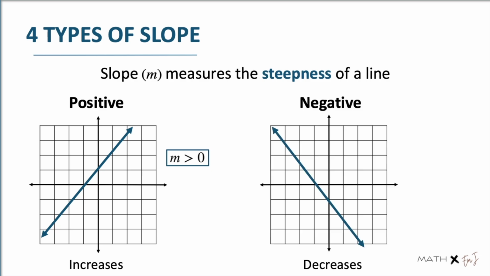Okay, so the second slope is a negative slope, and it's exactly what you're thinking. It's the opposite of a positive slope. So if, again, we start on the left side of our graph and we move right, the line is going down or it's decreasing. So we would say that this is a negative slope, or M is less than 0.